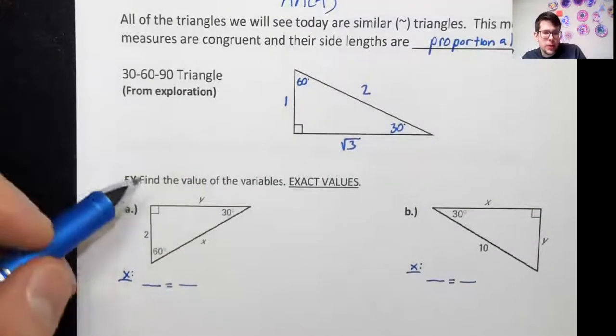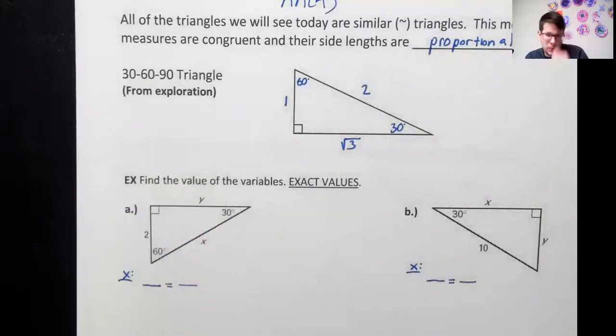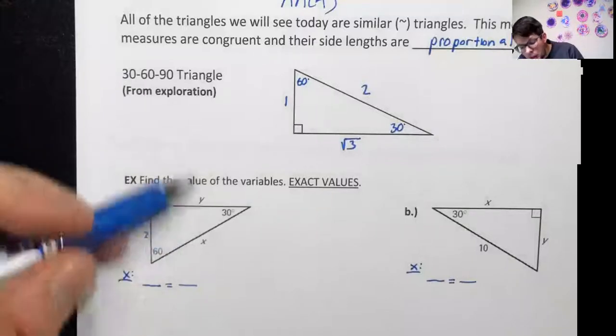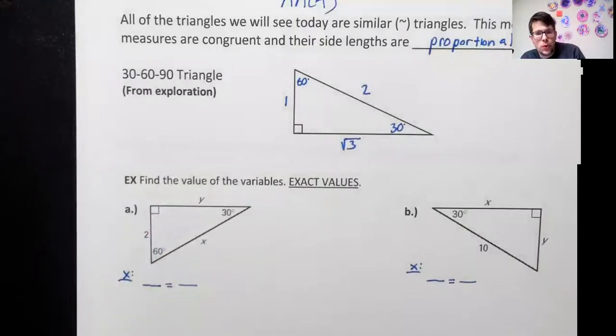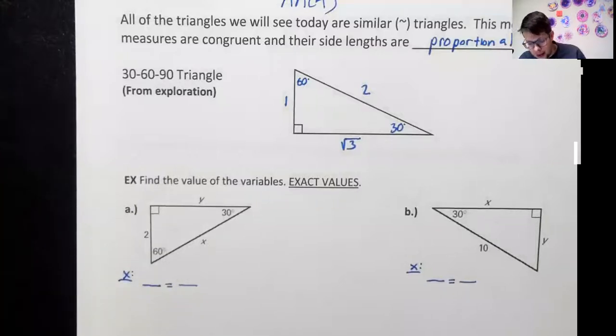Right here, I want to see if I can find the values of the variables. I've got an x right over here and a y right over there. And when we find these values, we want to find them as exact values. No decimals, please. Okay, so if I want to start with these, I can find them in any order I'd like. I can find whatever side I'd want. I'm going to choose to start with x because I'm boring like that.